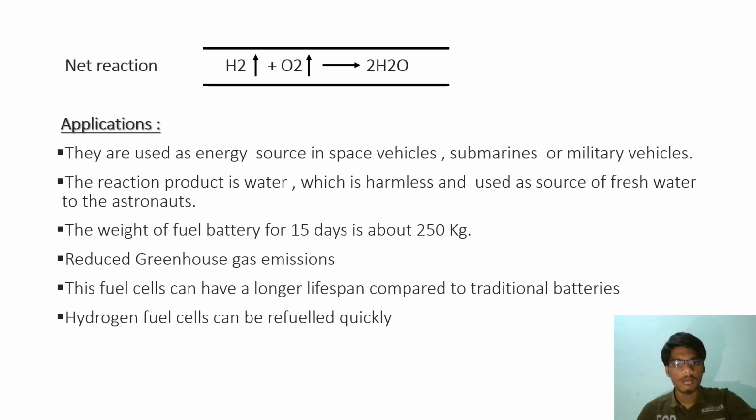The weight of the fuel battery for 15 days is about 250 kgs. These fuel cells reduce greenhouse gas emissions and can have a longer lifespan compared to traditional batteries. Hydrogen fuel cells can be refueled quickly. Greenhouse gas emissions are very low, so it is very helpful to human life and the environment.